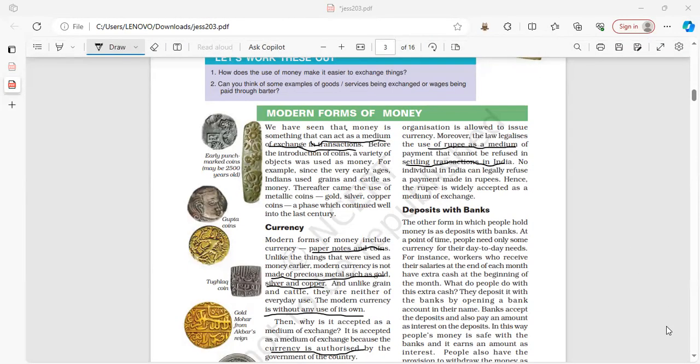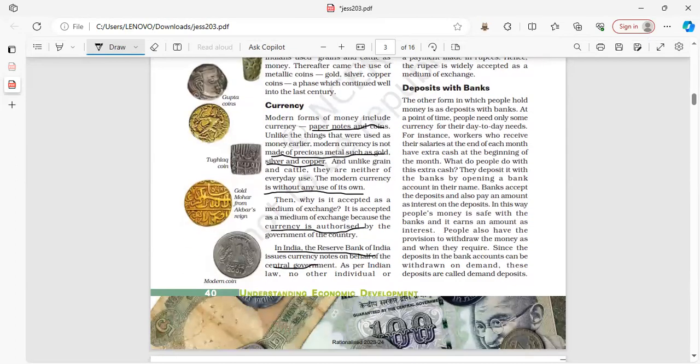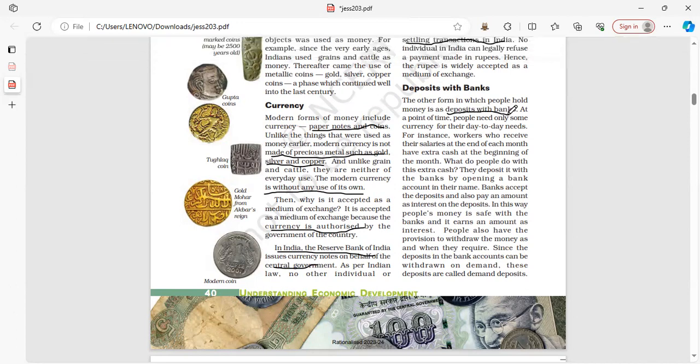Next form of money is the deposits with banks. Let us see what deposits with banks are. The other form in which people hold money is as deposits with banks. We have coins and currency, and the next form in which people hold money is deposits with banks.